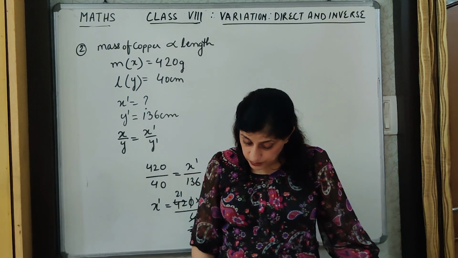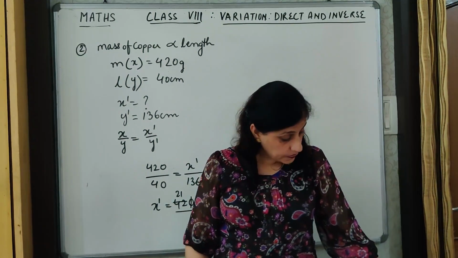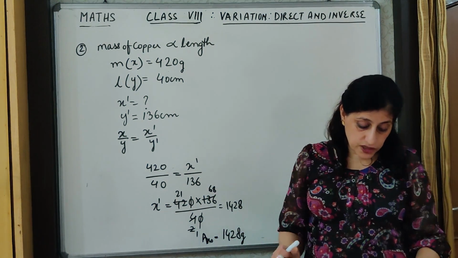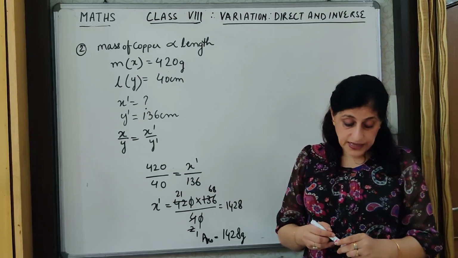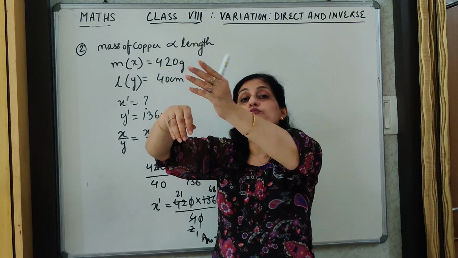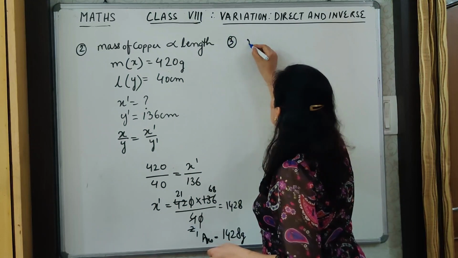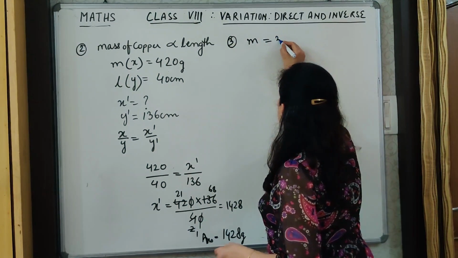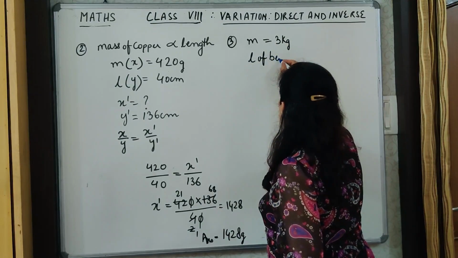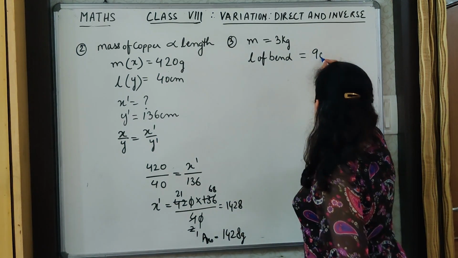The next question which I am taking now is, a fish has a mass of 3 kg, causes the fishing pole to bend by 9 centimeter. You know the fishing pole by which fishing is done. So when the fish hangs, the pole bends. So if the mass of the fish is 3 kg, the length of bend is equal to 9 centimeter.